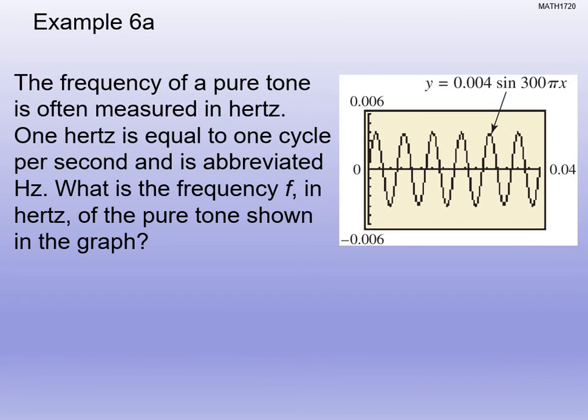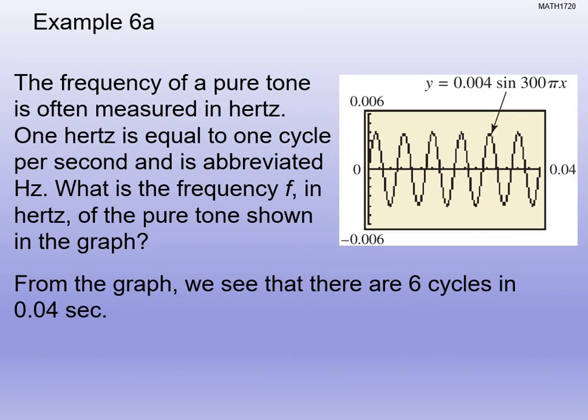Okay, so hopefully you remember where the frequency is. Remember, that's how fast it's going to oscillate here. So from the graph, we can see there are 6 cycles in 0.04 seconds. All right, so we can count all of those in 0.04. So just count the amplitudes if you want, or the maximums. You can see that there are 6 there in 0.04. Remember, it's always how many happen in a specific amount of time.